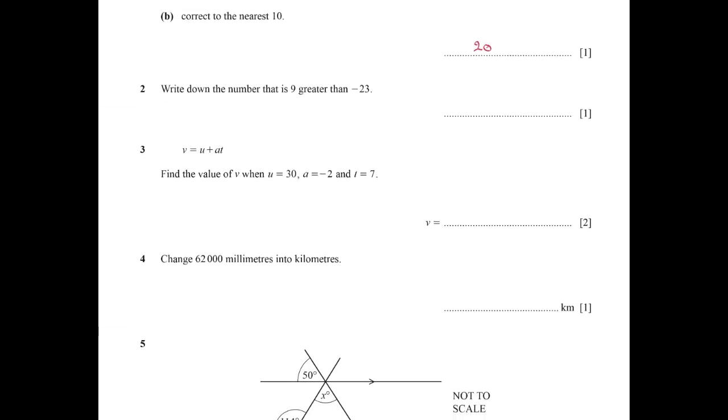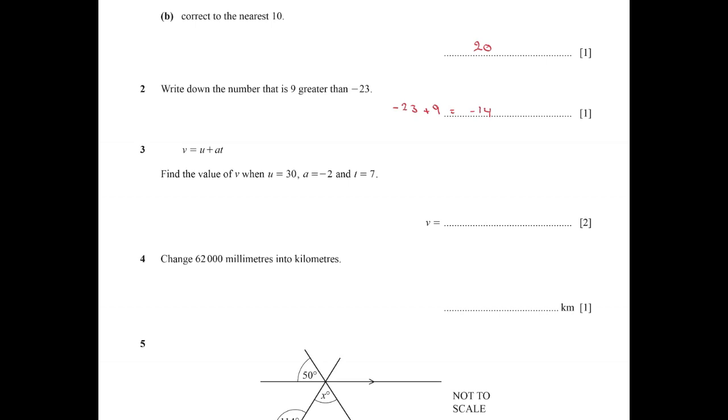Question 2. Write down the number that is 9 greater than negative 23. 9 greater than negative 23. That means negative 23 plus 9 is equal to negative 14. Negative 14 is greater than negative 23 by 9.